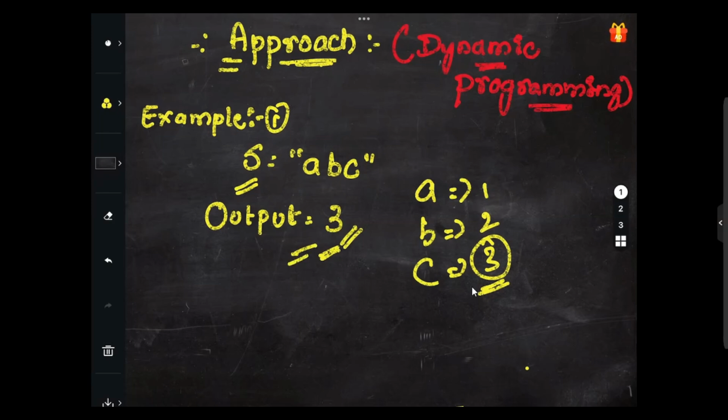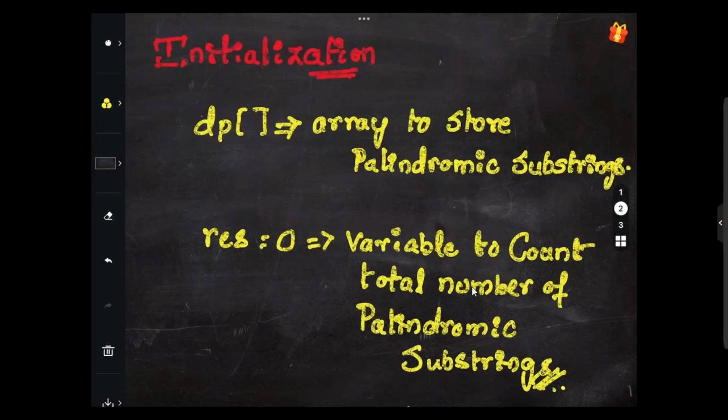Let's see the approach here. So the first thing is the initialization part. We will be going with a DP array. Why are we going with a DP array here? Because we have to store the palindromic substrings somewhere, right? So this will be a Boolean DP array.